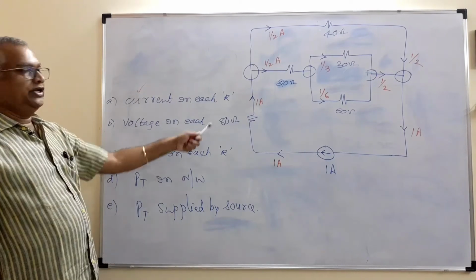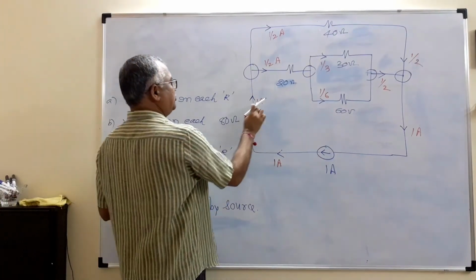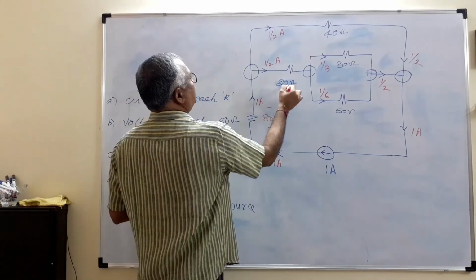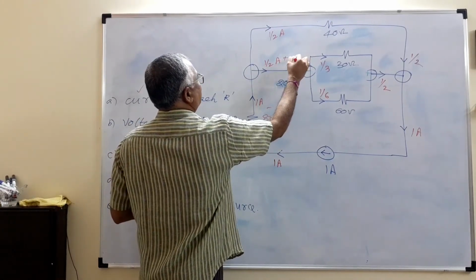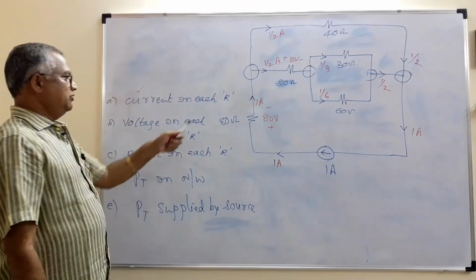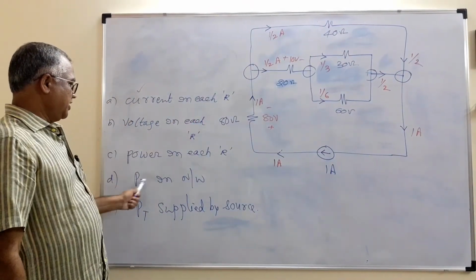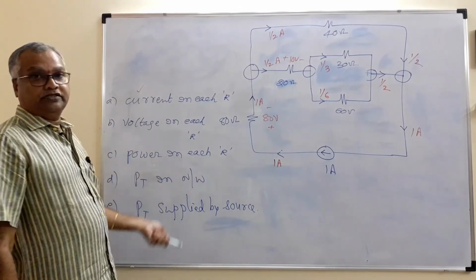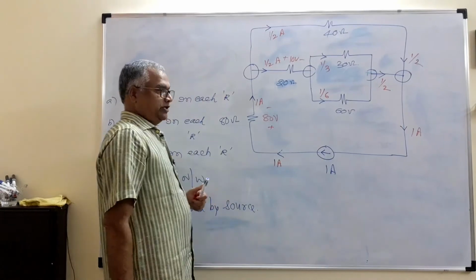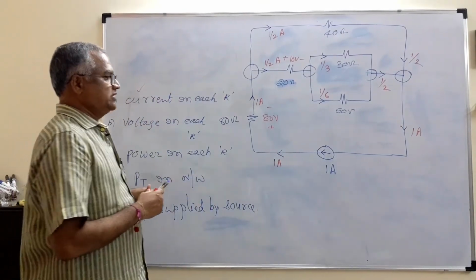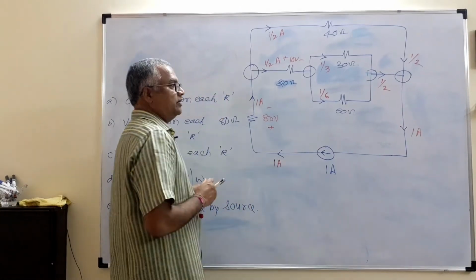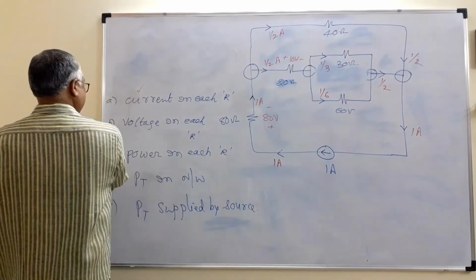Then how to find the voltage in each? 80 into 1, 80 volts. 1 by 2 into 20, 10 volts. So like that you can find the voltage. And voltage into current you will get power. Add it, you get the total. So like this you can analyze. This is easier compared with the voltage source. So in any resistive network, what is important? VIP. Okay. Next.